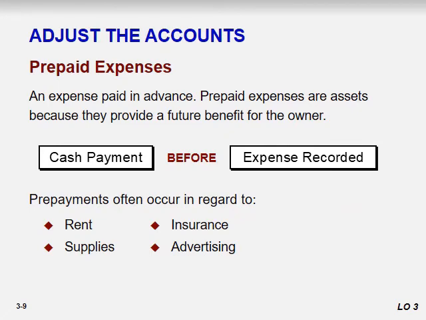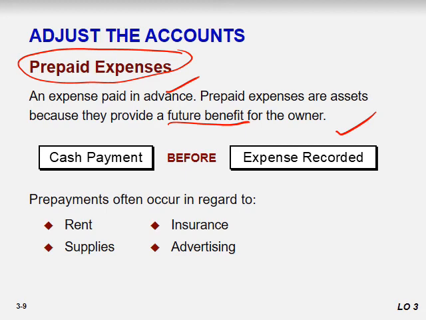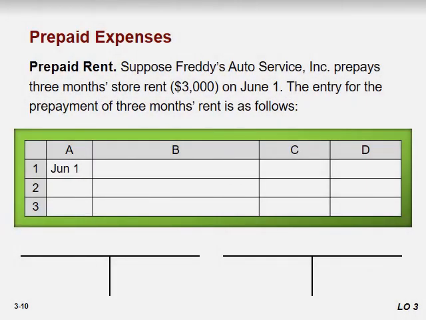Okay, now we will discuss the prepaid expenses in detail. So a prepaid expense is an expense paid in advance. Prepaid expenses are assets because they provide a future benefit for the owner, right? So it means cash payments before expense recorded. So prepaid items are either rent, insurance, supplies, advertising. So let's explore this one by one.